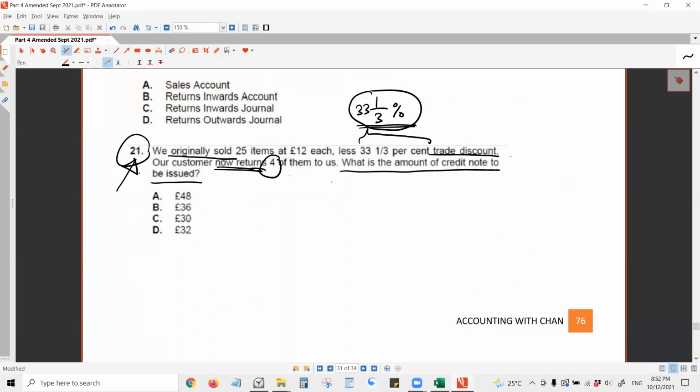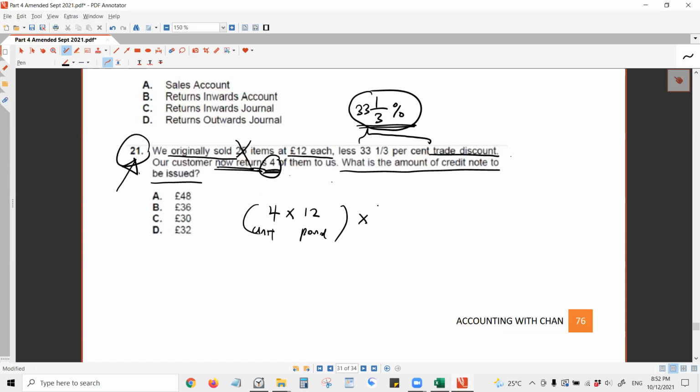There are only 4 units returned. You don't care about the 25. You take 4 times 12, because it is 12 pounds each. So 4 units times 12 pounds, then you will get the original price. Then you deduct the 33 and 1/3%.